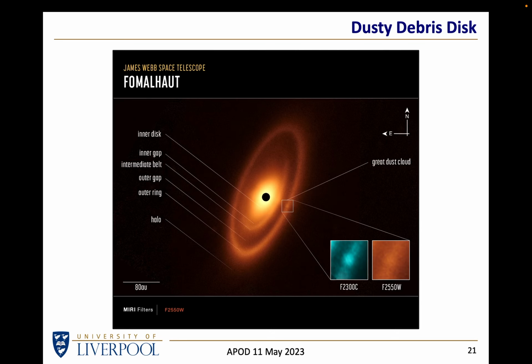Optical wavelengths are very good for looking at stars because they emit a lot of their light in the ultraviolet and the visible part of the spectrum. But dusty regions around a star indicating a planetary system in the process of formation tend to be a lot cooler, and they emit more strongly in infrared than they do in visible light, so the James Webb is well suited for looking at the dusty environments around stars in the process of forming planets.